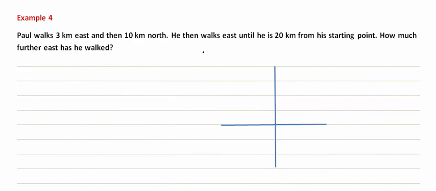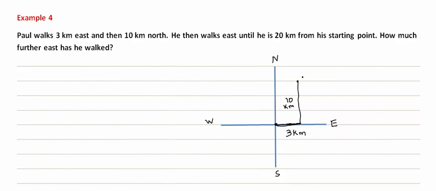Okay, so I think the best way to start here is with a graph. So let's start at the point here. So here we have north, this way is east, this is south, and this is west. Okay, so we're going to go 3 kilometers east. So I'm going to go in this direction 3 kilometers, km. And then 10 kilometers north. So I'm going to go up here somewhere about 10 kilometers.